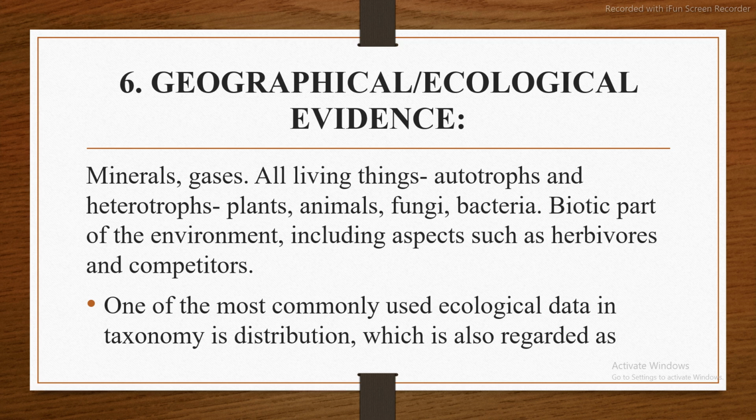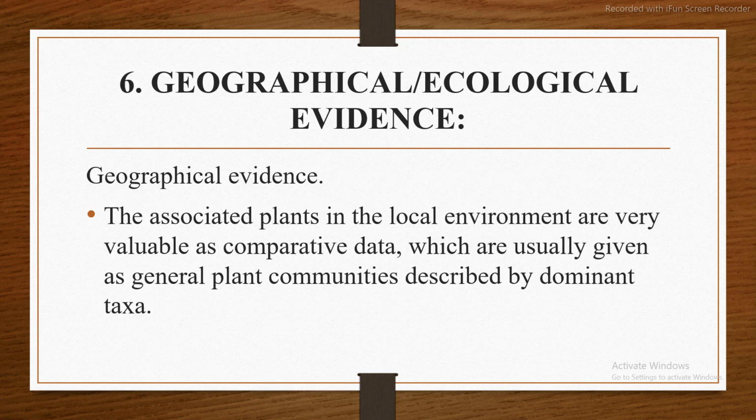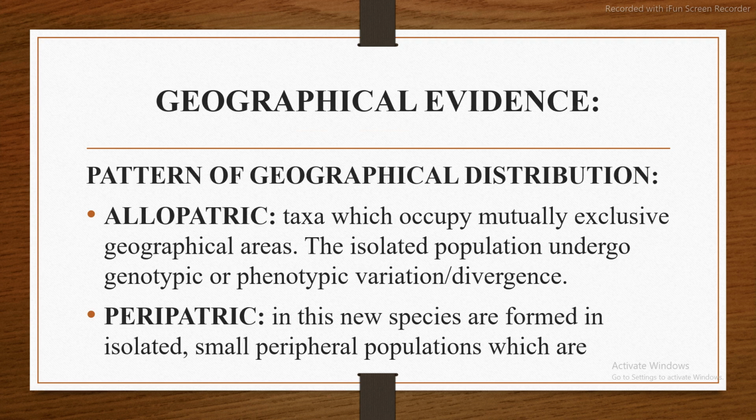One of the most commonly used ecological data in taxonomy is distribution, which is also regarded as geographical evidence. The associated plants in the local environment are very variable as comparative data, which are usually given as general plant communities described by dominant taxa. Next is pattern of the geographical distribution. There are 4 patterns of the geographical distribution. I will discuss it one by one.